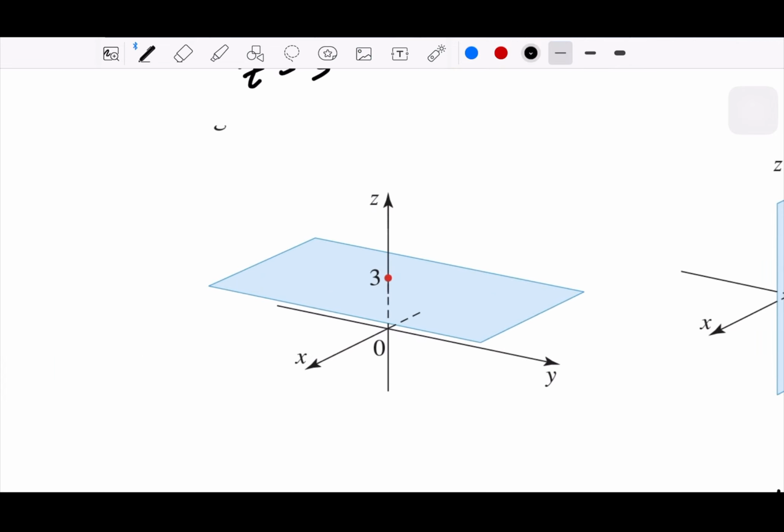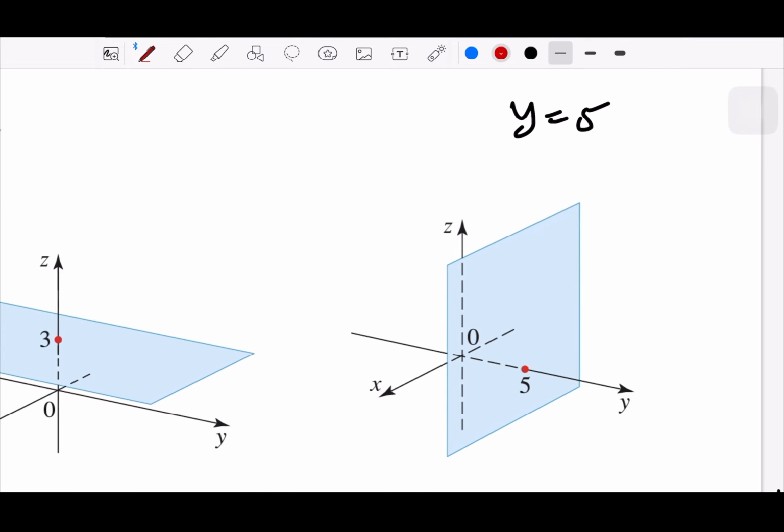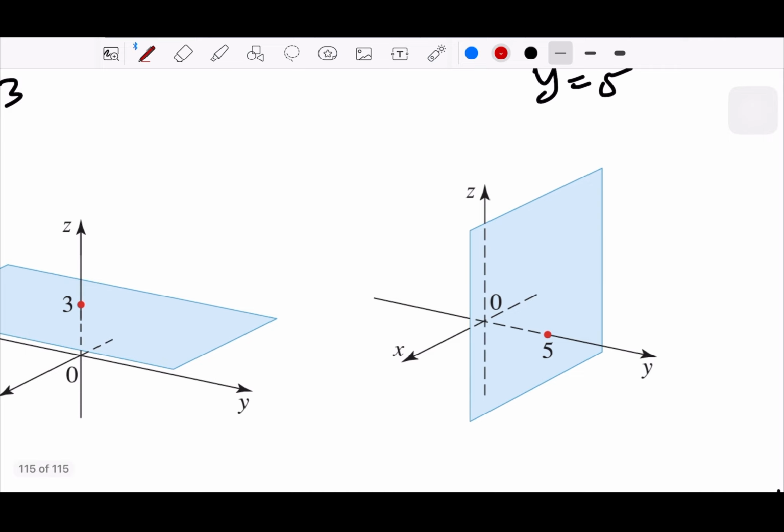Which means that at z equals 3, we could take that red dot point, and then we could imagine that there is something crossing this point 3. We could imagine it like a paper or like a plane cutting through the point z equals 3. And the same thing when we have y equals 5: we could describe y equals 5 on the y-axis at point 5, and we could see a plane cutting through y equals 5, okay?